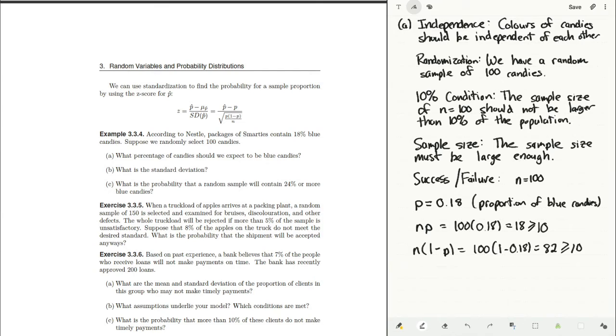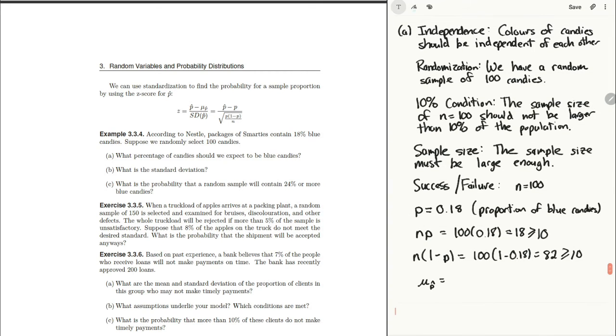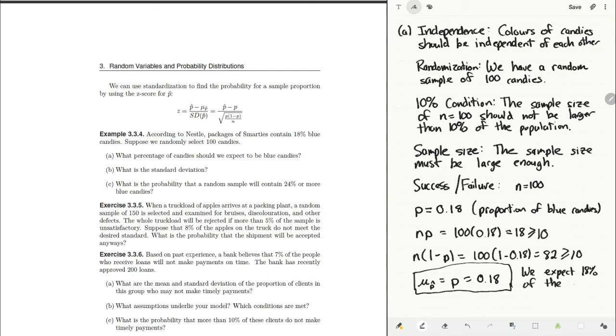So we can assume that the sampling distribution model is going to be normal. It will have a mean which is equal to the proportion of blue candies, which is 0.18. So this is our expected value, and so we expect 18% of the candies to be blue.